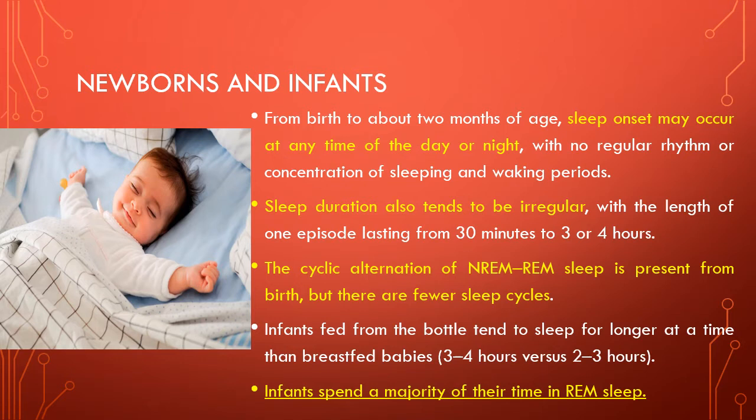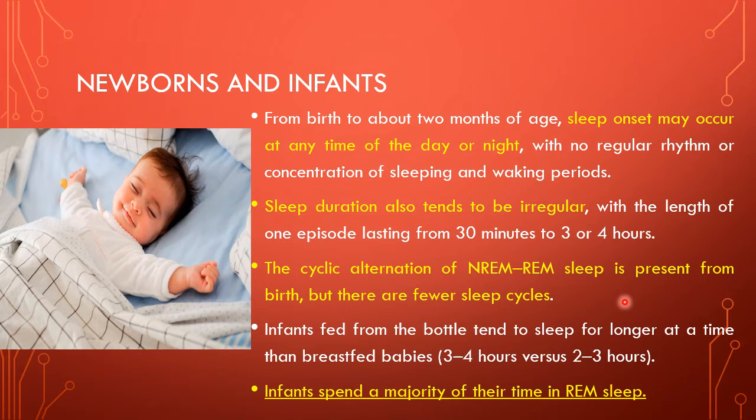sleep pattern. Sleep duration also tends to be irregular, and that could be depending on what they're eating, what they've done in the day, that sort of stuff. So the cyclic alternation of NREM and REM sleep is present from birth, but there are fewer sleep cycles. So you may only sleep for 30 minutes, which means that you barely get through one sleep cycle.